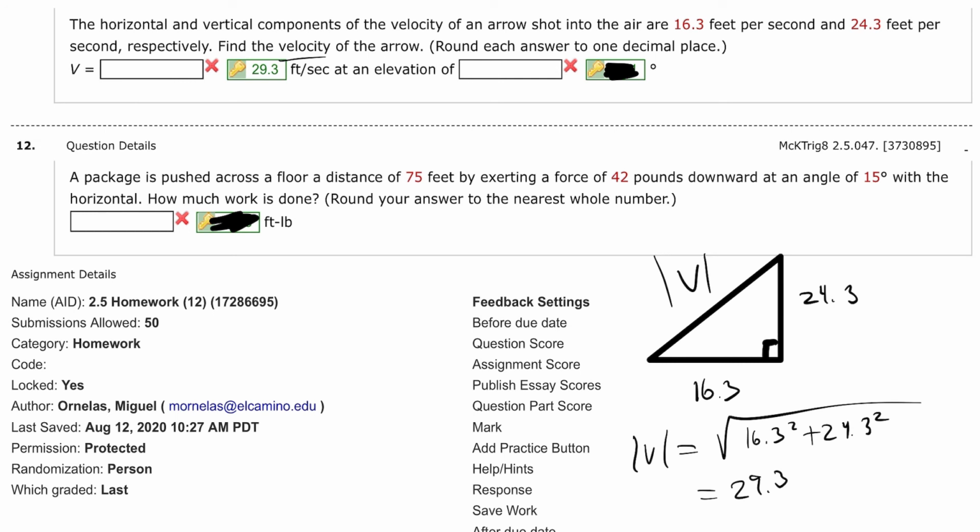And then they want the angle of elevation here, so that's going to be theta. So for theta, you can do the inverse of tangent, and then you would do 24.3 over 16.3. So 24.3 is your opposite over adjacent. So that would be inverse tan, since we're looking for the angle. 24.3 divided by 16.3 is 56.1. And that's also rounded to one decimal place, so 56.1 degrees. There it is.